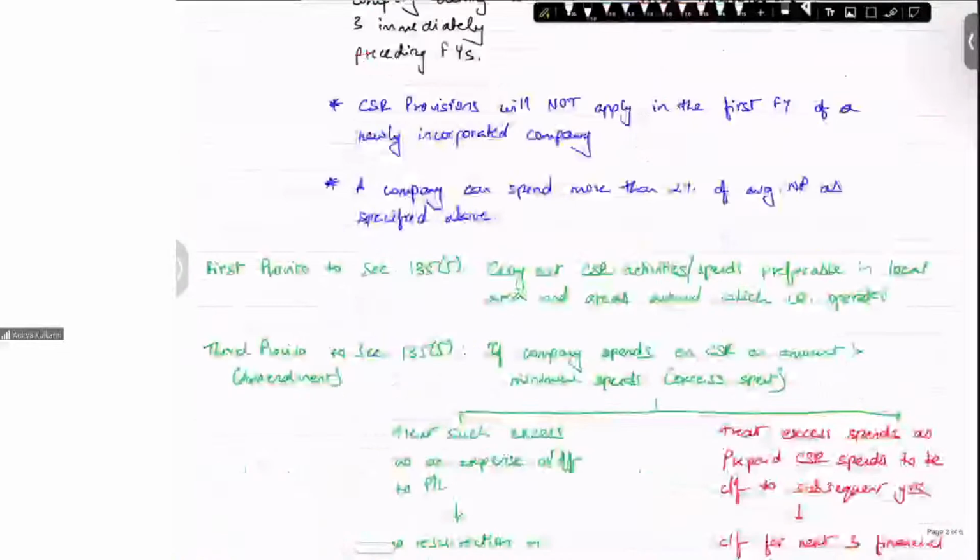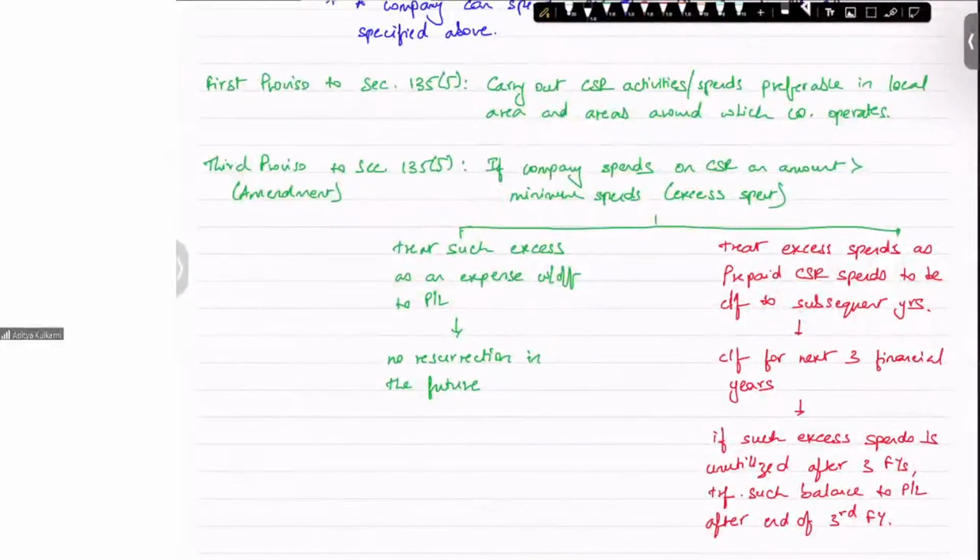First proviso to 135(5): carry out CSR activities or spends preferably in local area and areas around which the company operates. Because you are taking the resources from your surrounding areas, it is but an obligation that you have to return back in some form or the other to the surrounding areas. तो ये हो गया मेरा first proviso.